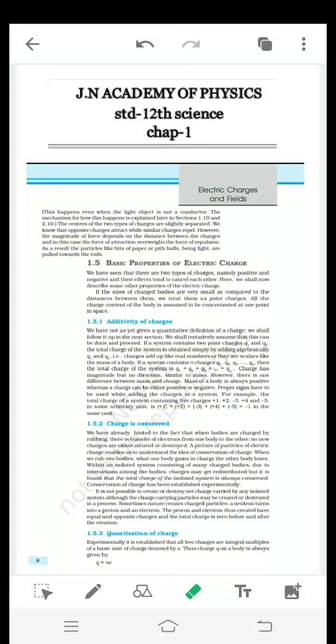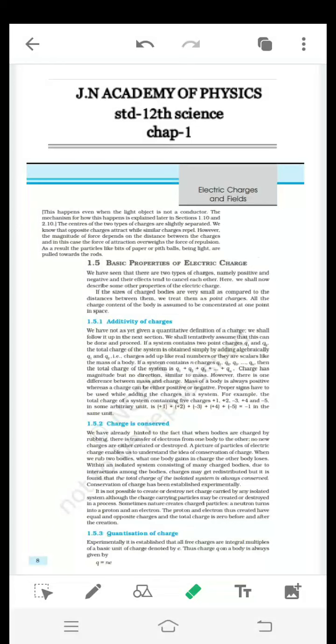Now we are discussing some basic properties of electric charge. First we consider a point charge. If the sizes of the charged bodies are very small compared to the distance between them, we treat them as point charges. All the charge content of the body is assumed to be concentrated at one point in space. So remember this.